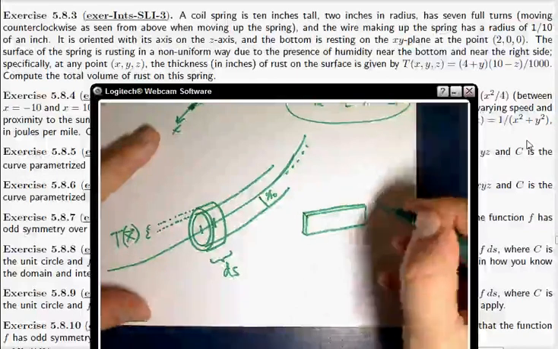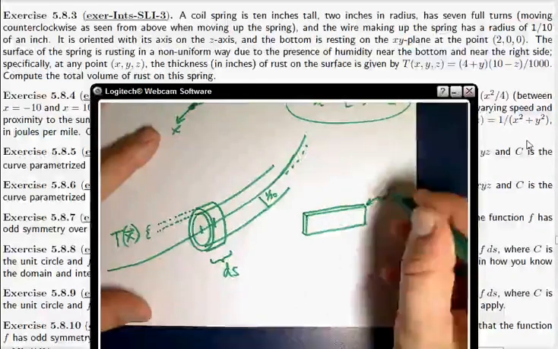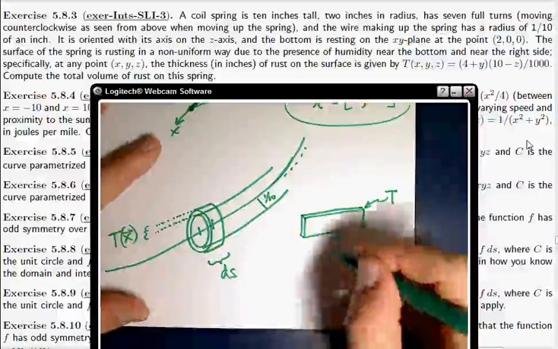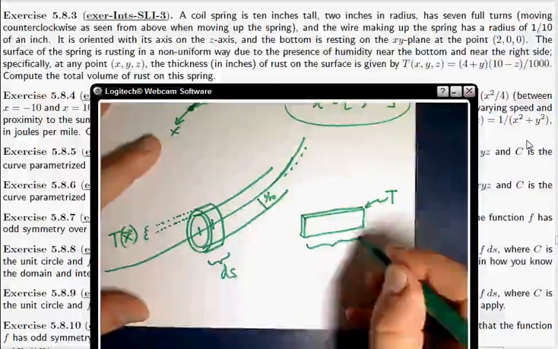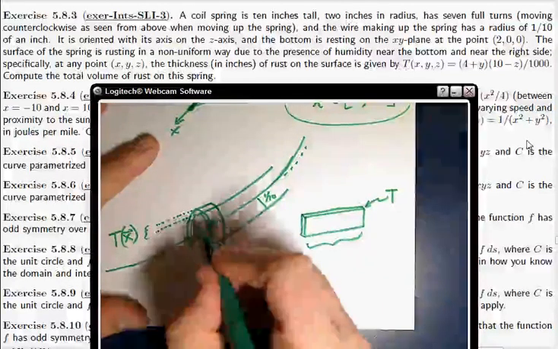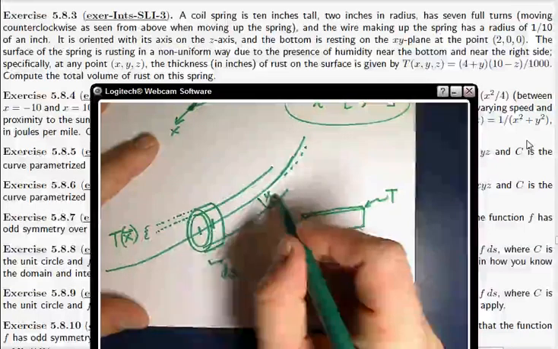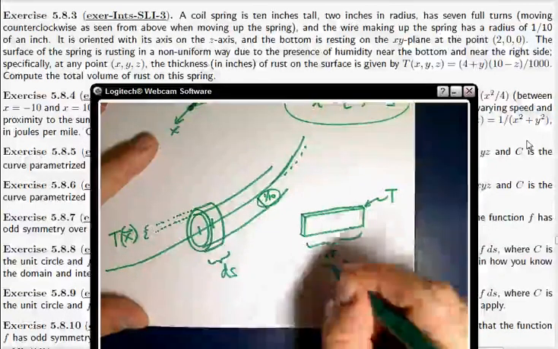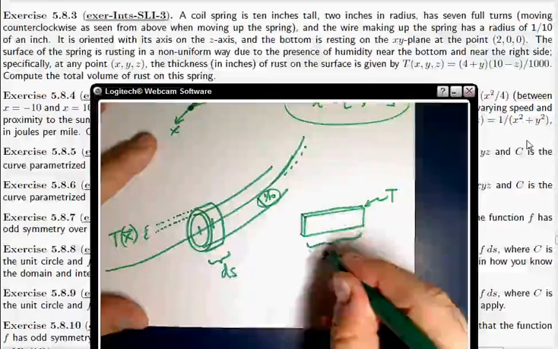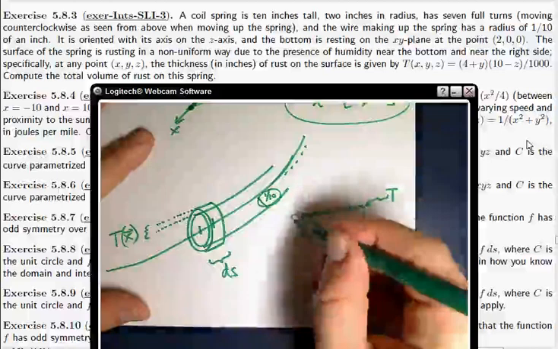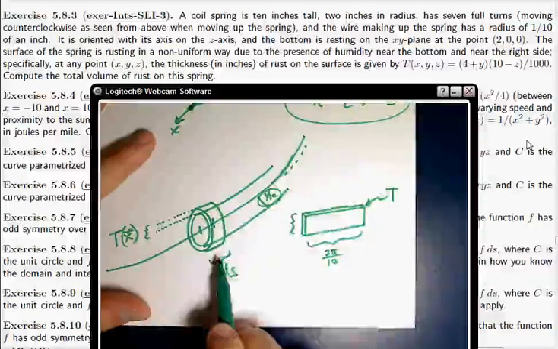And that dimension is that t function. This dimension here is the circumference of that circle. Well, what's the circle? The circumference is 2 pi r. R is a tenth. So this is 2 pi over 10, that distance. And this height looking thing here, that's this ds.